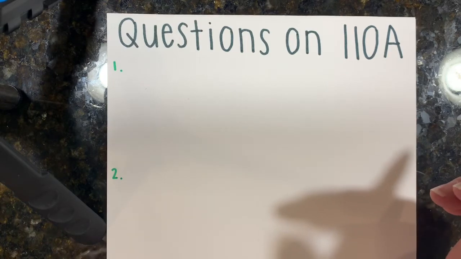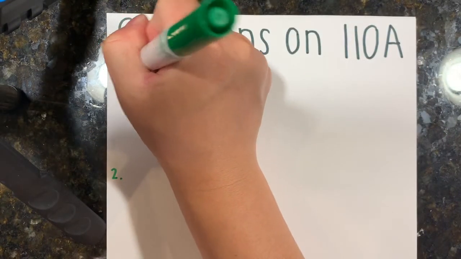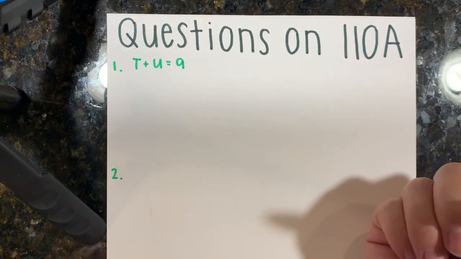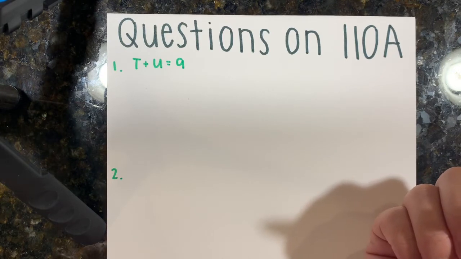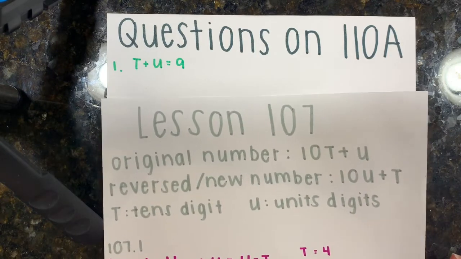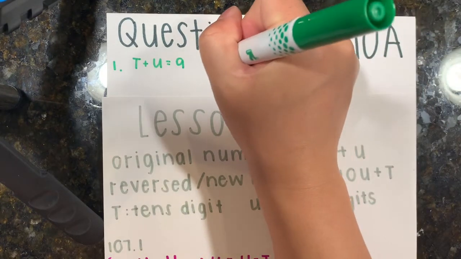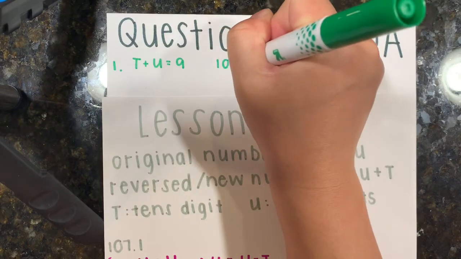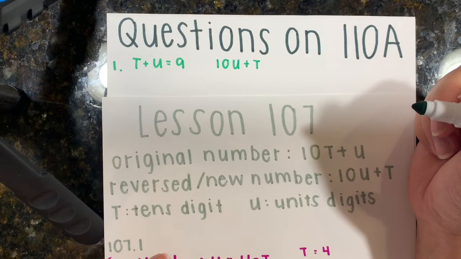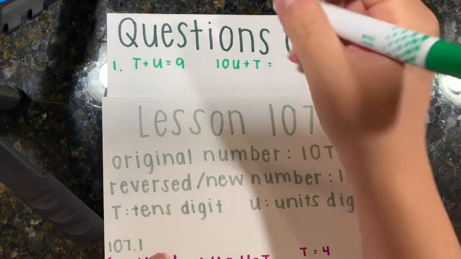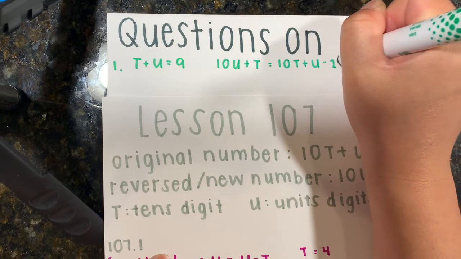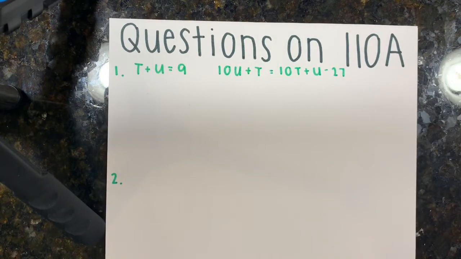But it says the sum was 9. So that means the tens plus the units digit equals 9. Then it says when the digits are reversed, they found the new number. So the new number formula is 10u plus t. The new number was 27 less than the original number. The original number is 10t plus u, and it says 27 less than that. So now I have two equations.